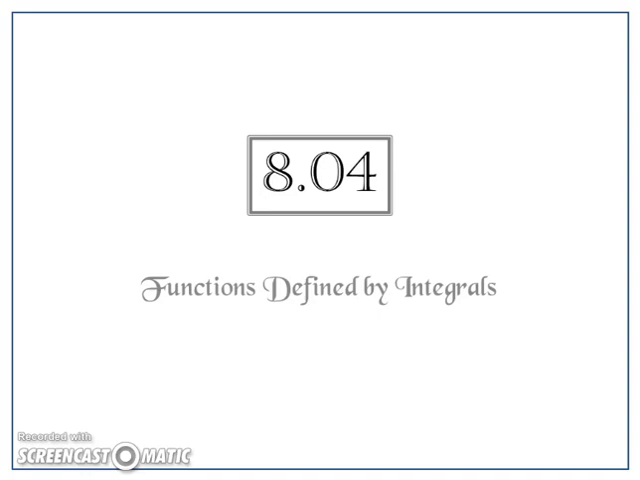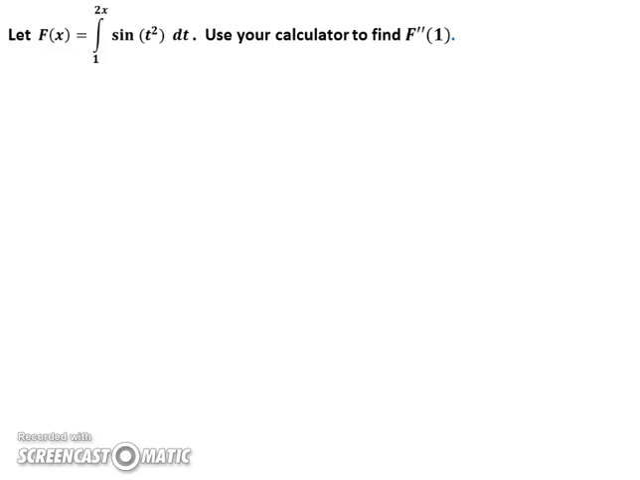This video covers how to write a function of x from an integral. So let's start with this example. Let f of x be the integral from 1 to 2x of the sine of t squared dt. We're going to use our calculator to find the second derivative of x when x equals 1.